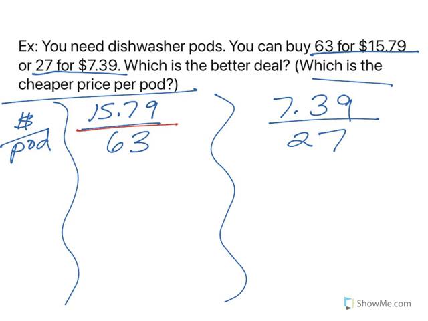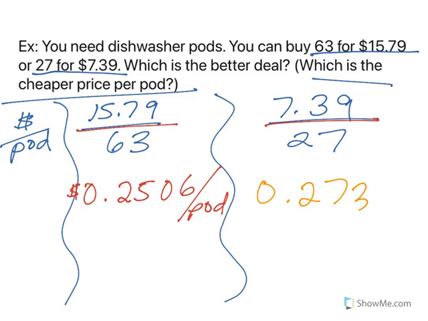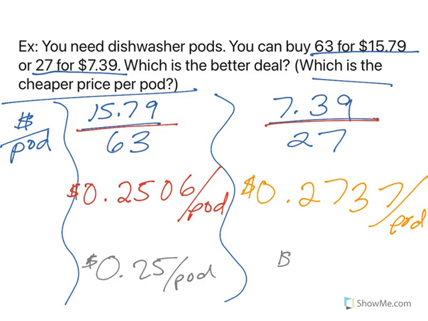Again, the fraction bar means division. So I'm going to take $15.79 divided by 63, and I get roughly 25 cents per pod. I took it out to 4 decimal places because why not? And then when I take $7.39 divided by 27, I get about 27 cents per pod. So when we compare, we're comparing 25 cents per pod versus 27 cents per pod.